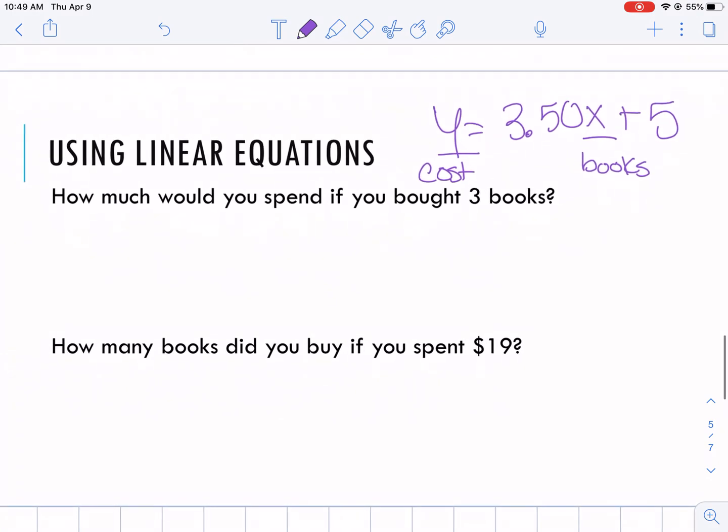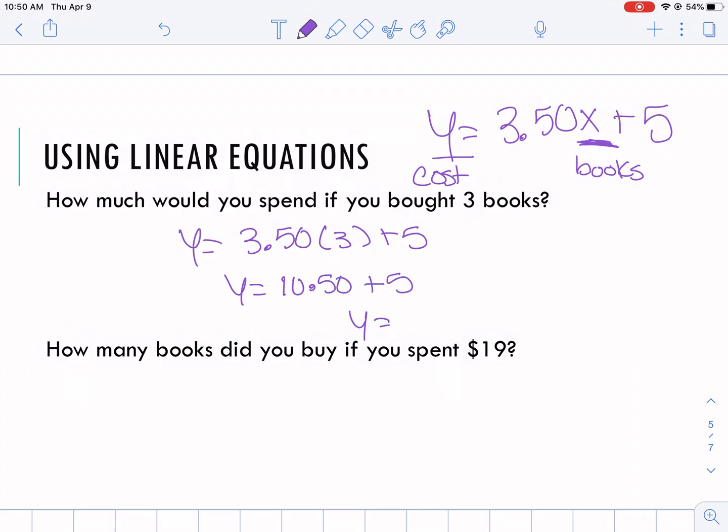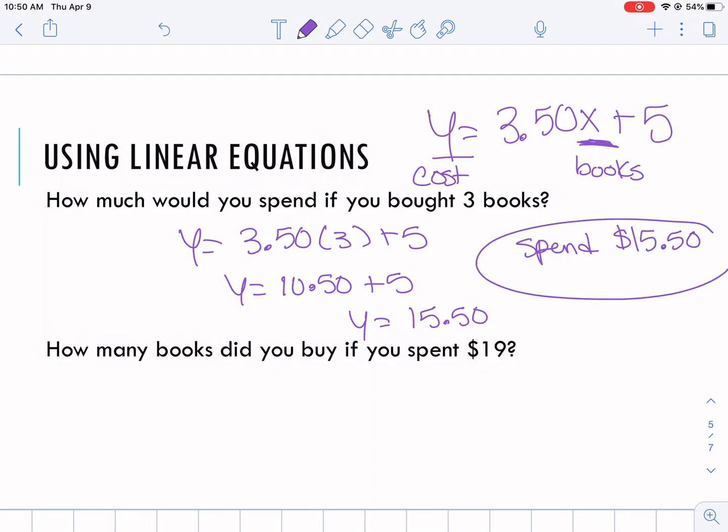All right. So how much would you spend if you bought 3 books? So it goes into this spot. So 3.5 times 3 is $10.50 plus 5. So it would be $15.50. So you would spend $15.50. That's if I bought 3 books.